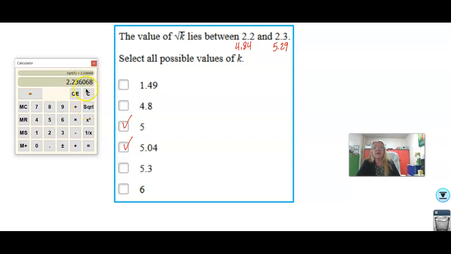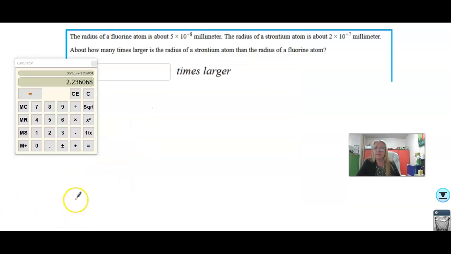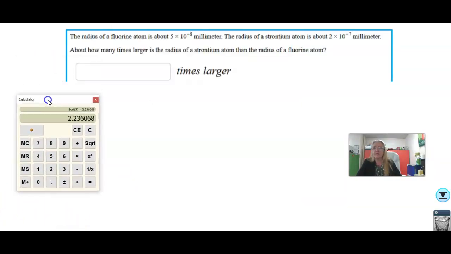No, okay, I didn't do anything wrong. The square root of 5 is 2.23, which is in between these two. So you had a choice there, either way.